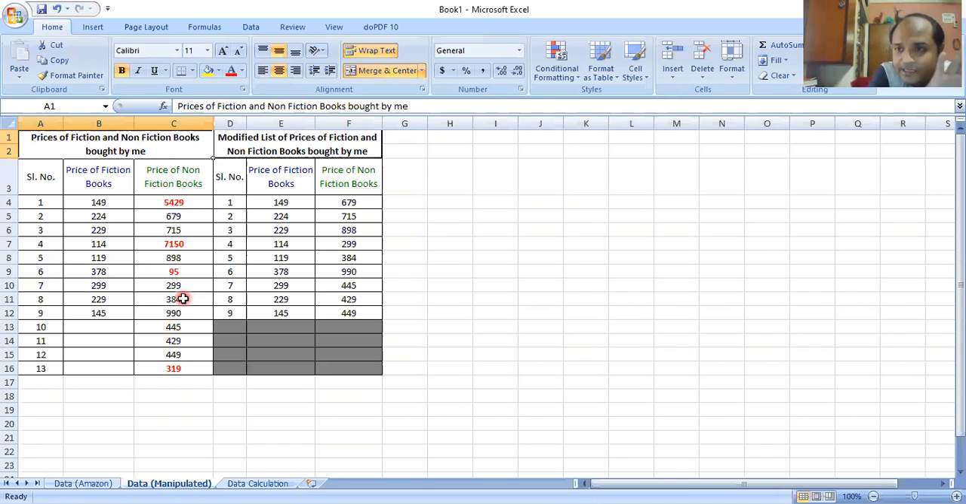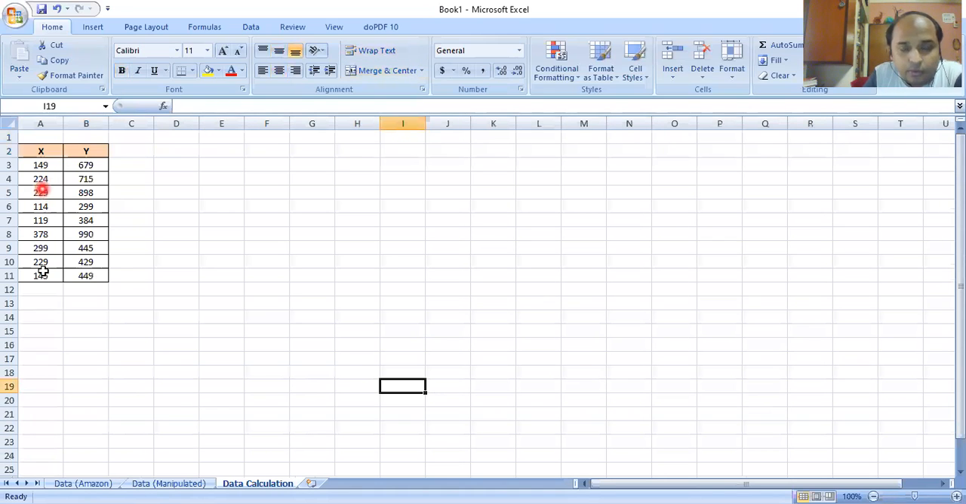That is how I have omitted 4 values from the chart, and I have balanced my X values and my Y values together. So in the third sheet, I have noted down these X values, which are the prices of the fiction books, and these are the prices of the non-fiction books. Now I'm going to do the calculation on that. Now in statistical books, what happens? They give you this chart.